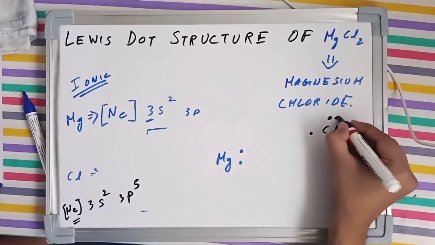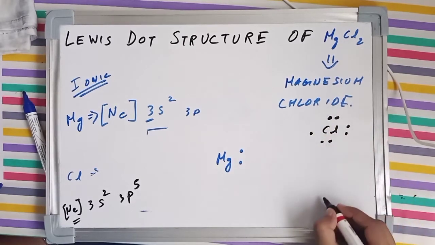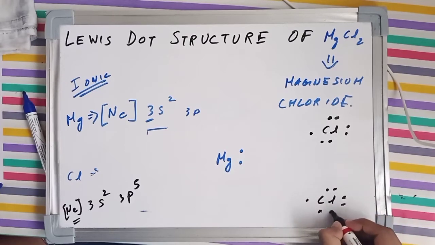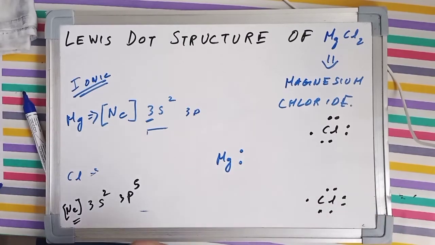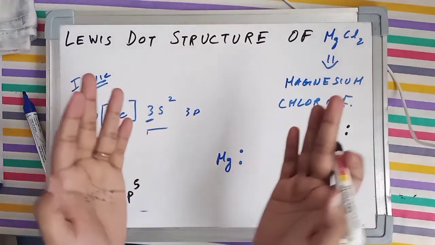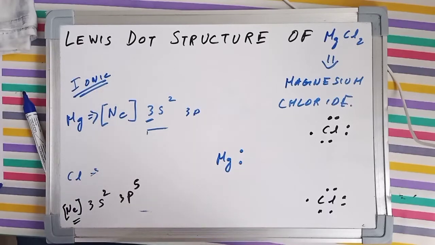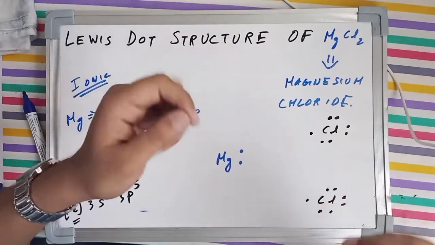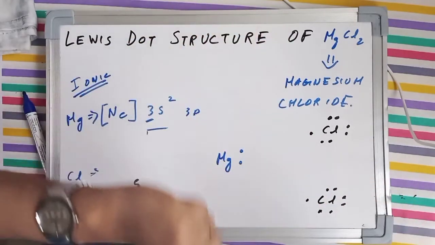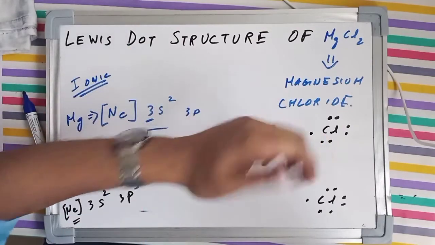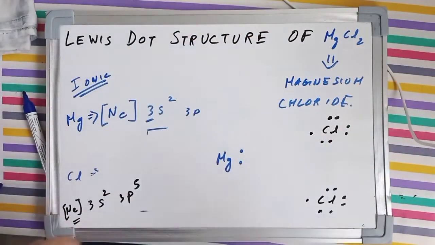So 1 2 3 4 5 6 7, and we have 2 chlorine, so again 1 2 3 4 5 6 7. Now magnesium is a metal, right? It is an alkaline earth metal, and it is very easy for metals to donate electrons. They are those species which donate electrons easily. They do not have any problem. And also their electronegativity is very low as compared to the non-metals, generally speaking.